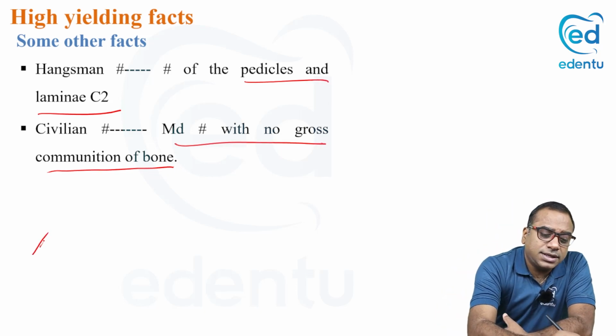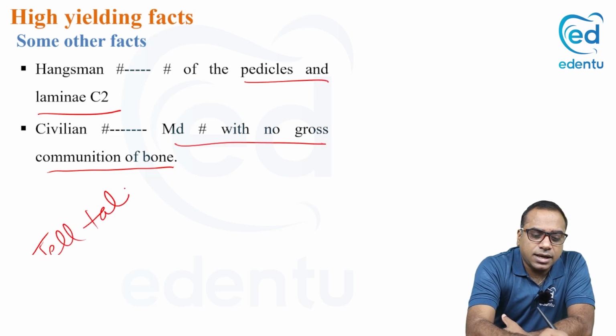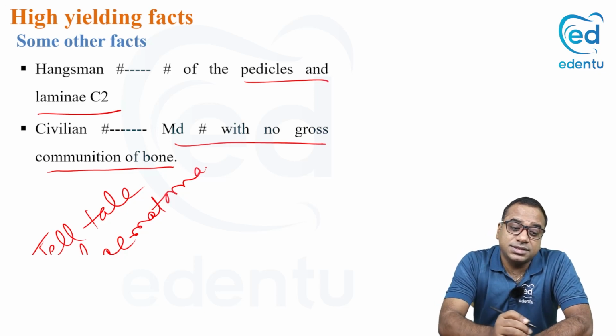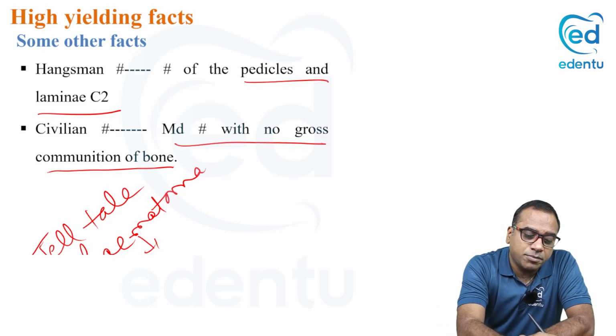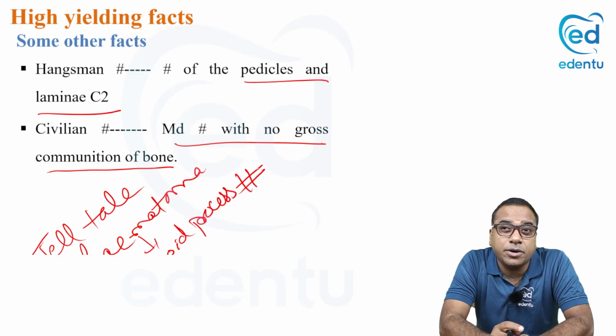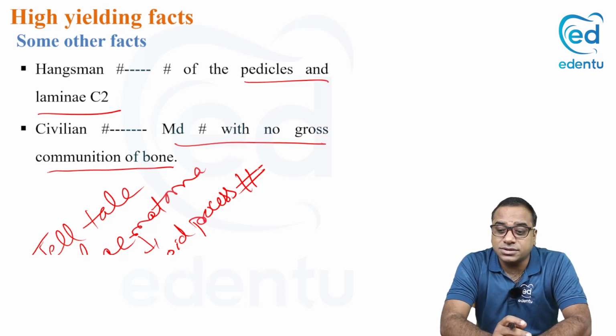There is a term called telltale hematoma. This is seen in coronoid process fracture. Very important. Telltale hematoma is seen in coronoid process fracture.